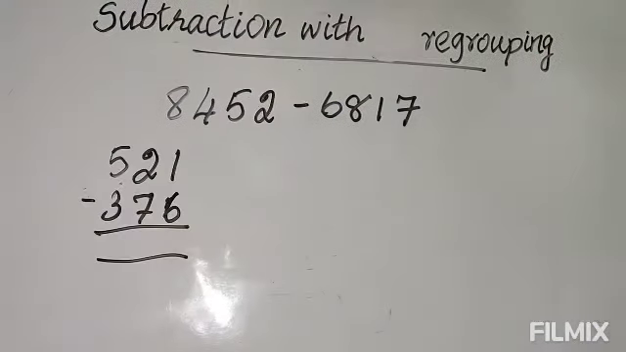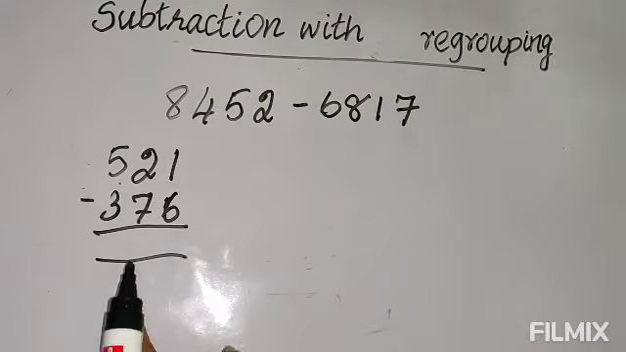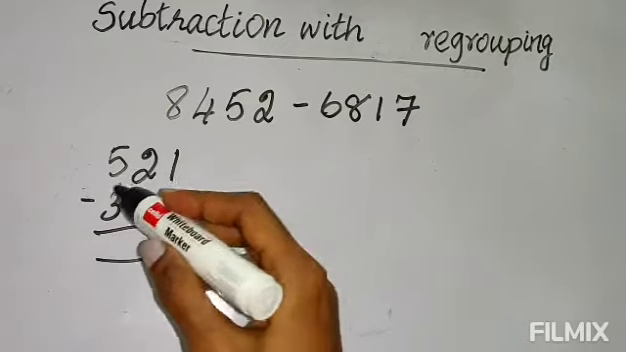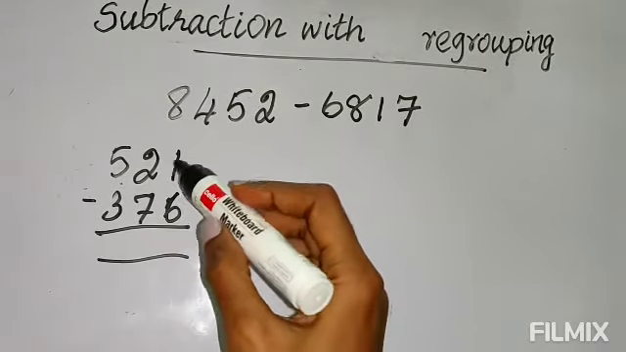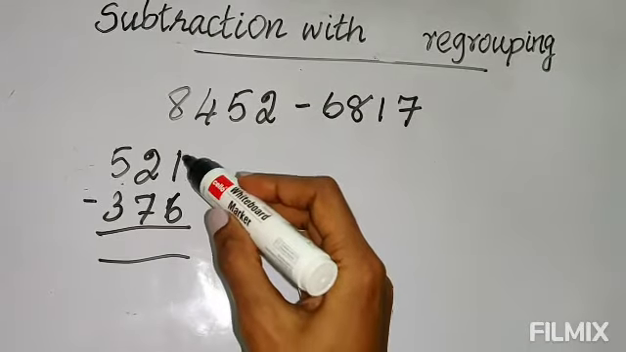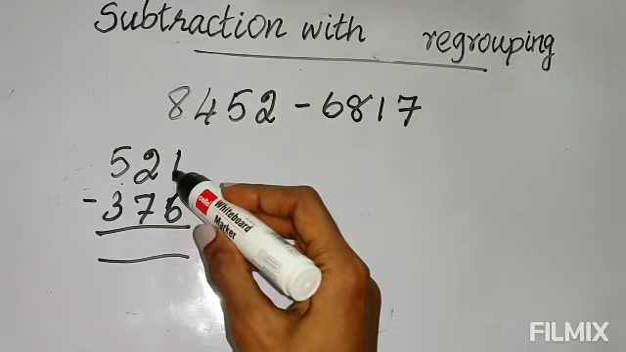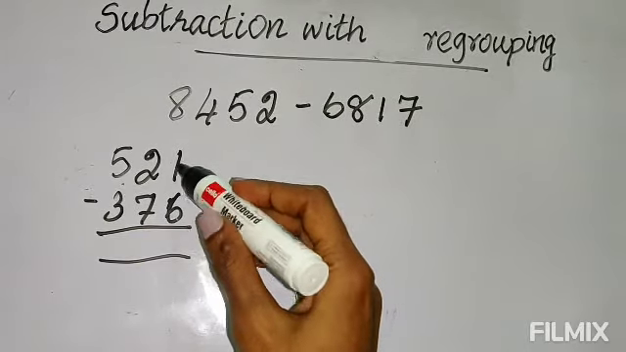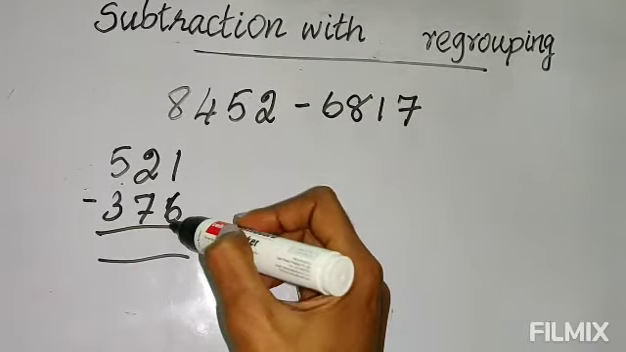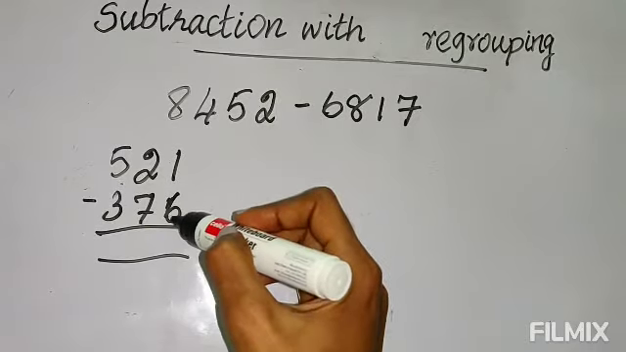Let's see now. Okay, before that I will give you one example. A small number. You see here 521 minus 376. You have to subtract. When you see in the ones place, in the minuend 1 is there, in the subtrahend 6 is there. This 1 is small, 6 is big. You cannot subtract the big number from the small number.